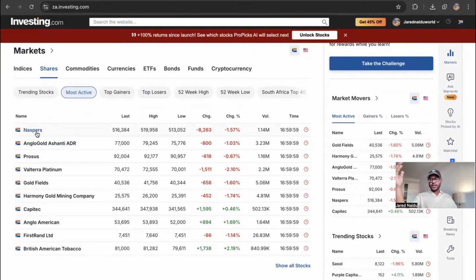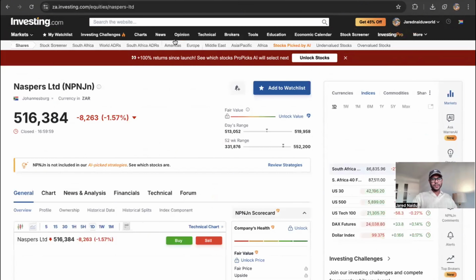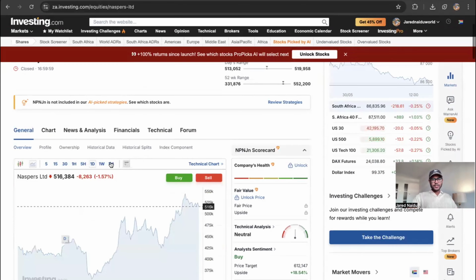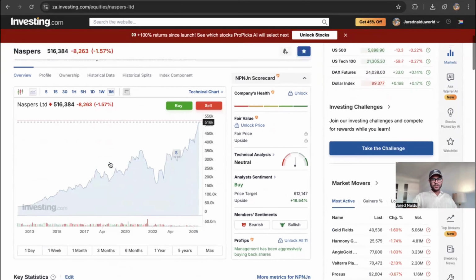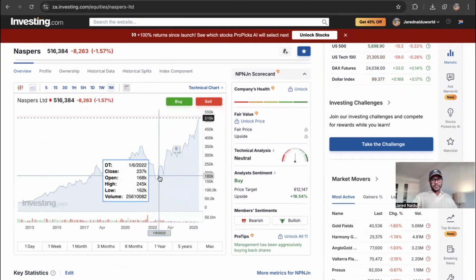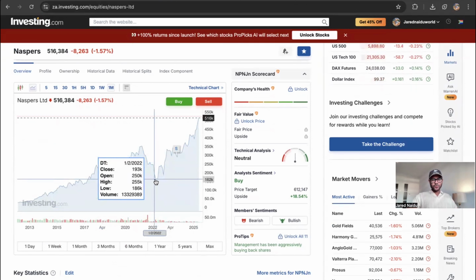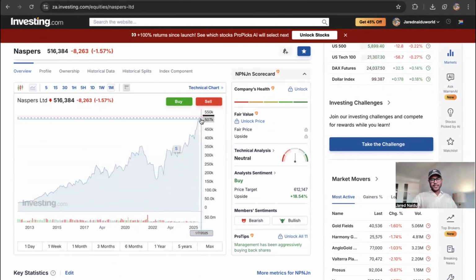And let's give you guys an example. If you guys invested in Naspers, let's go to a monthly chart. If you bought Naspers in 2022, we're in 2025 now, you would have bought it at 162k, and it's all the way up to 517k. Now you're not buying for specifically 165k.